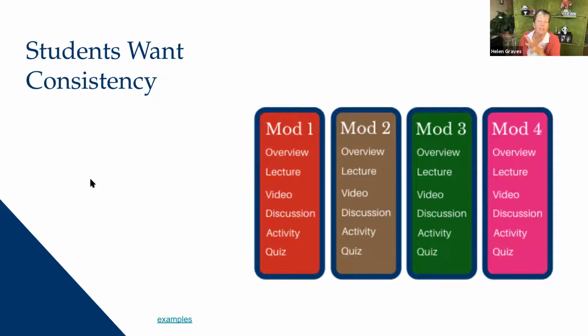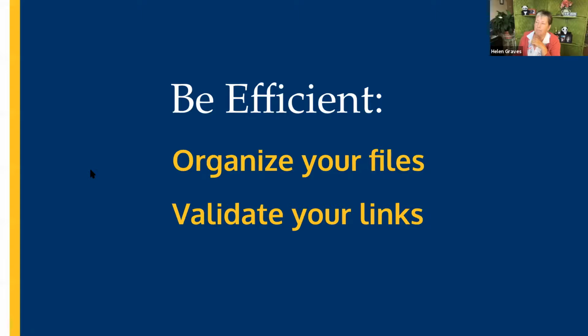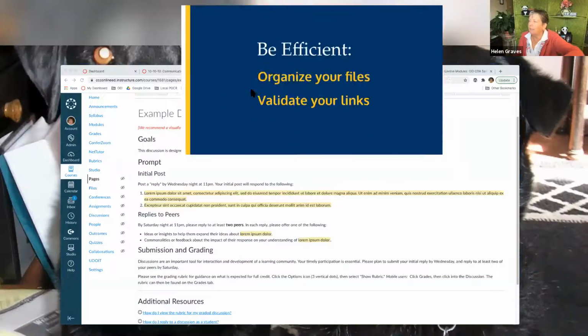All right, so consistency. Next thing I want to talk about is getting organized, being efficient. And one of the ways to do that is to get organized with your files area. I have seen a number, hundreds probably, of courses. And the files area is often, dare I say it, the online equivalent of the kitchen junk drawer. Most every course I've been in looks something like this.